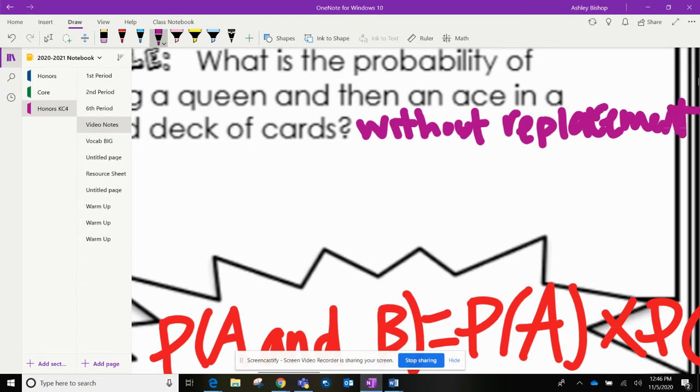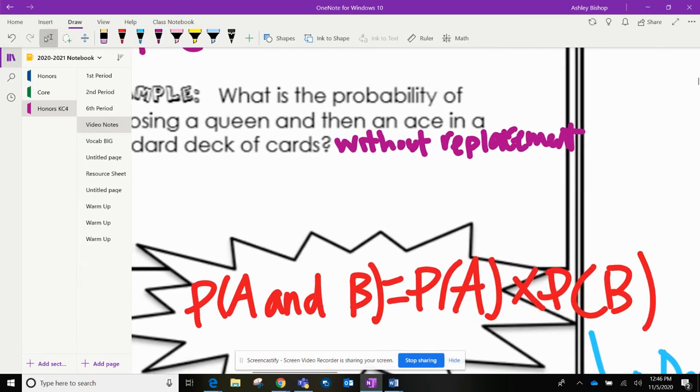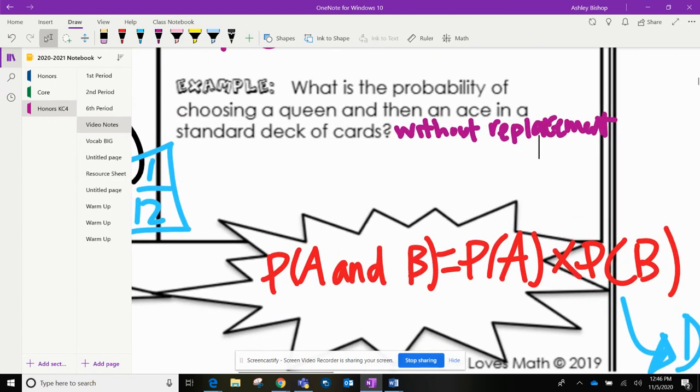So without replacement, let me zoom out and that'll be more legible. Without replacement. So what is the probability that I choose a queen? I do not replace that queen. I put it somewhere else. I do not put it back in my deck of cards. And then I choose an ace.